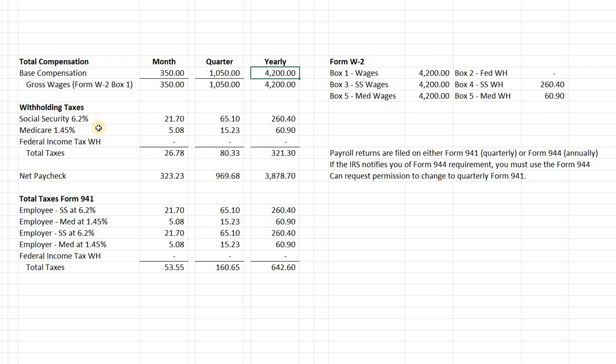Now, the payroll taxes that come out of his paycheck, we have 6.2% in Social Security, and the Medicare is 1.45%, and then we'll get to the employer portion later. But we can see here that on a monthly, quarterly, and yearly basis, we are calculating the 6.2% of the wages. We're taking that out of his paycheck, and then we're doing the same for the Medicare, 1.45%. And then the federal income tax withheld is going to be 0.